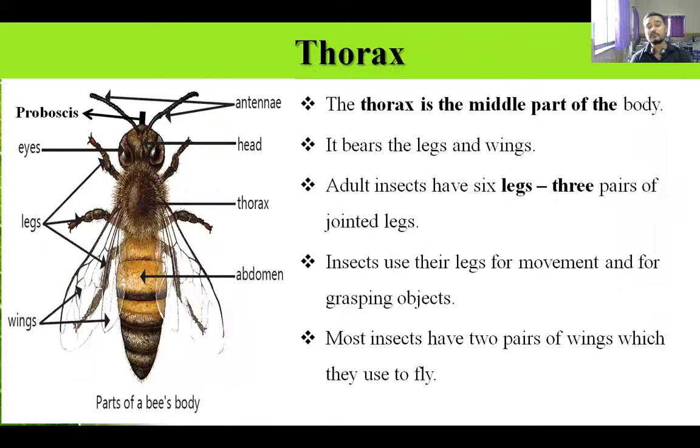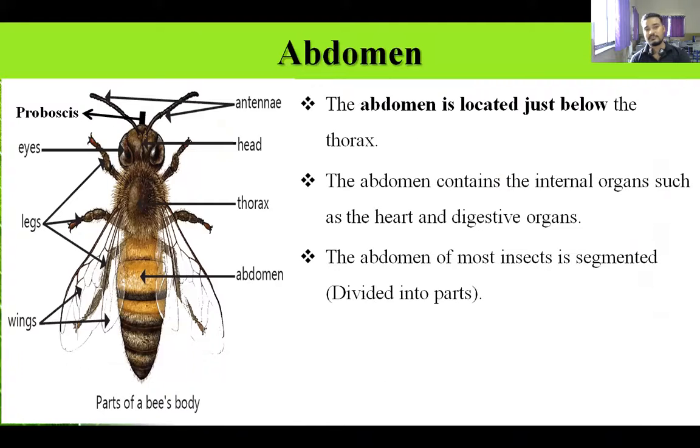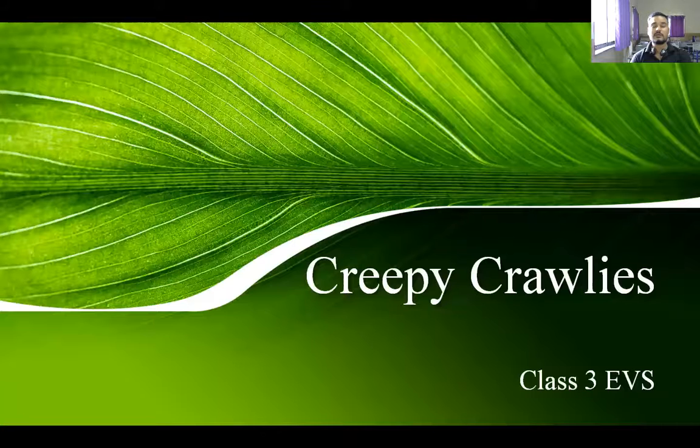Then the middle part of the body is called thorax, which has 3 pairs of legs, that is 6 legs are there, and 2 pairs of wings are there. At the bottom they have abdomen, which is segmented, means divided into parts, and contains their internal organs like their heart and their digestive system. This was about last session.